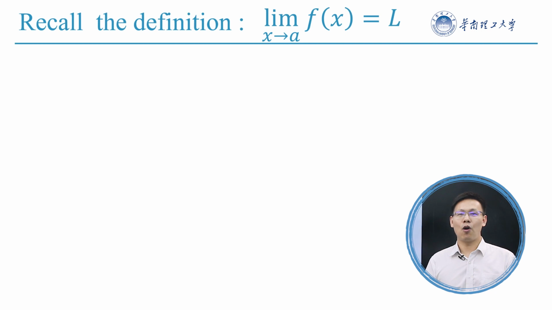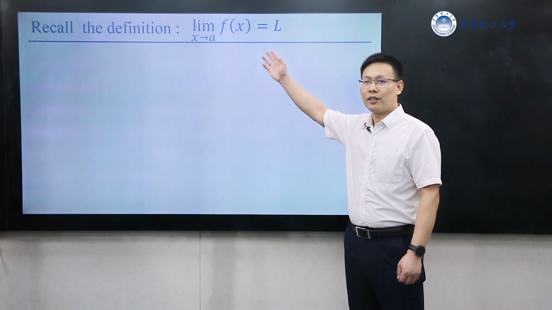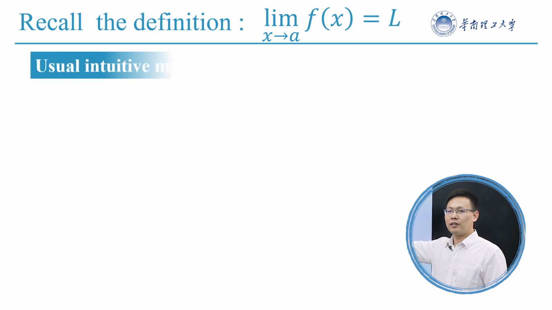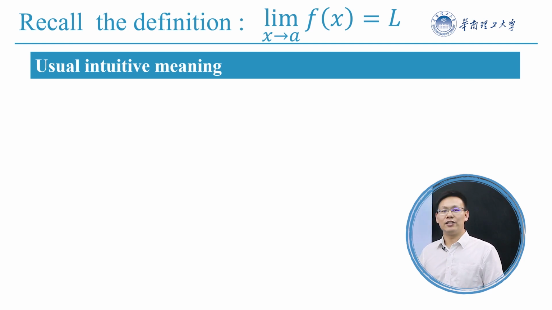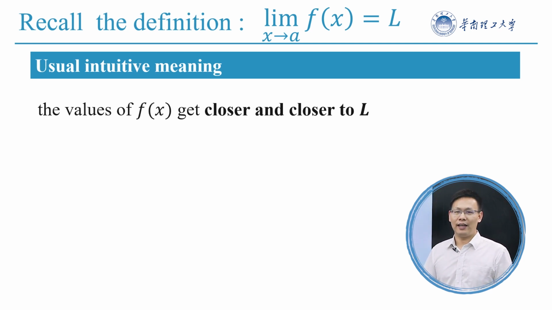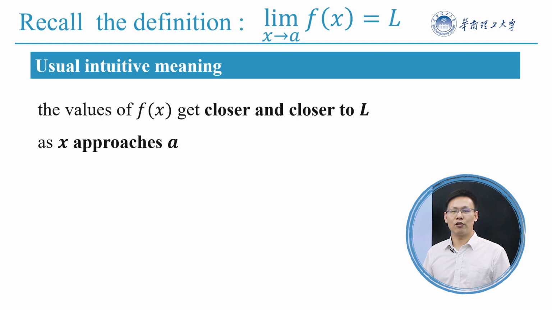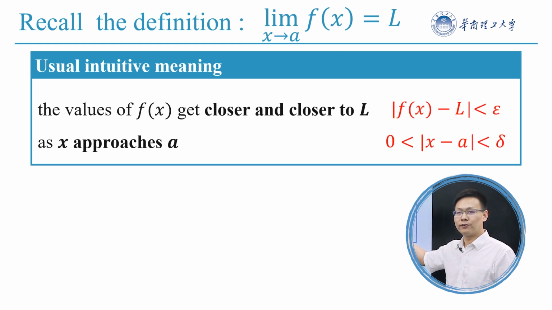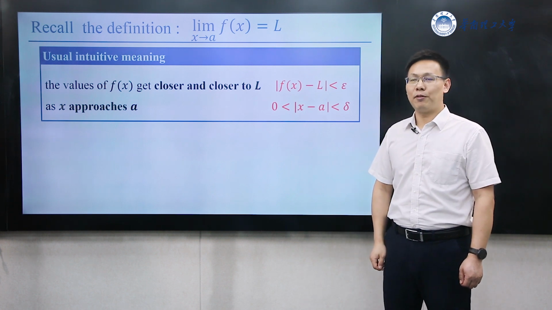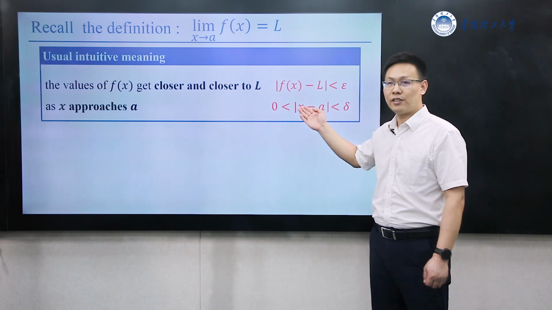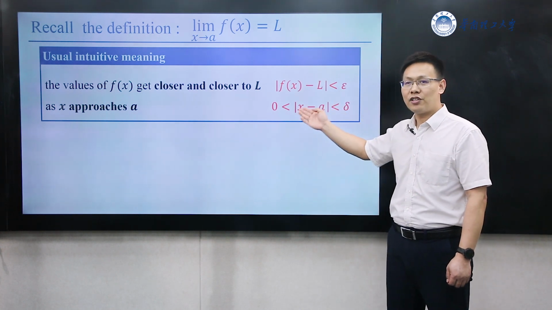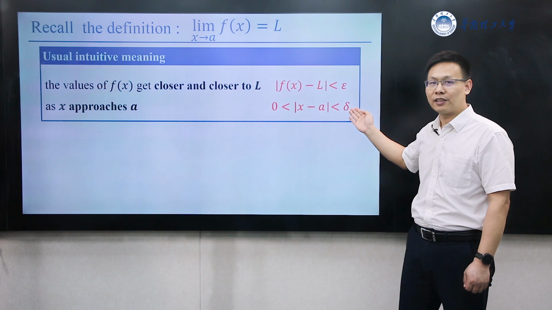We first recall the definition of the limits of one variable function. Its intuitive meaning is the values of f(x) get closer and closer to L as x approaches A. We can describe them by mathematical inequalities. f(x) getting closer and closer to L means this inequality holds, and x approaches A means the distance of x and A is larger than 0 and less than some delta.